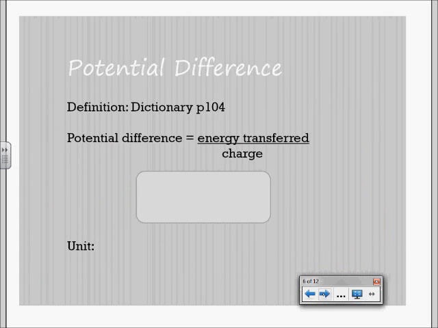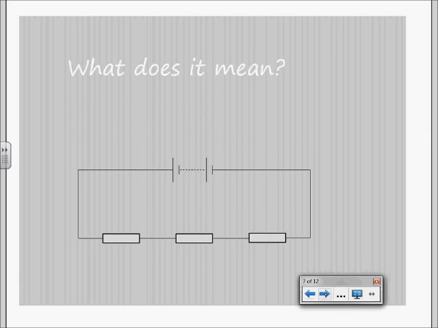Potential difference. We've already talked about potential difference being energy transferred over charge. V equals W divided by Q in terms of our last topic. Measured in volts, capital V, but the definition isn't this statement here. The definition is a little bit more involved in that it's referring specifically to potential difference across a circuit component. So you'll find that definition on page 104 of your dictionary, and I would like you to write that definition in your notes, please.